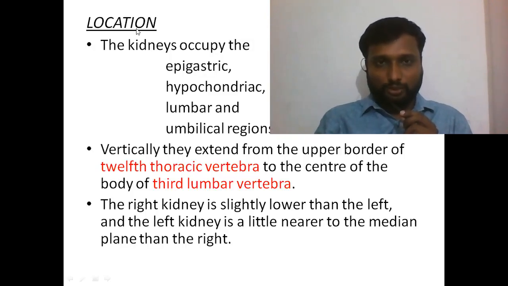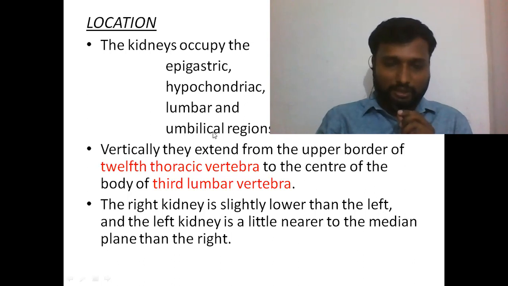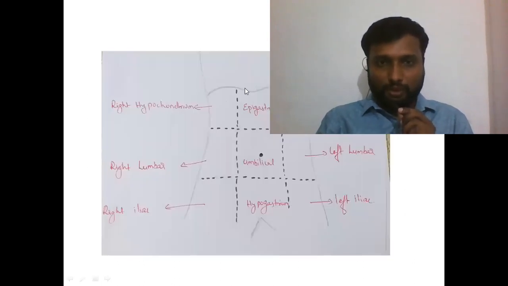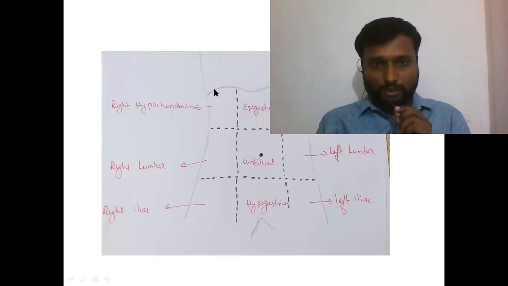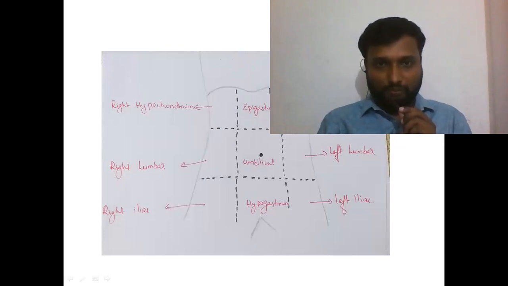Now, location. So, the introduction point is clear. What is meant by kidney? It is nothing but excretory organs. Then, location. It is located in the epigastrium, hypochondrium, lumbar, and umbilical region. Now, you know what is meant by this. See, our abdomen. This is the trunk. This one is the thoracic region, and this lower part is the abdomen. These two are separated by the diaphragm.